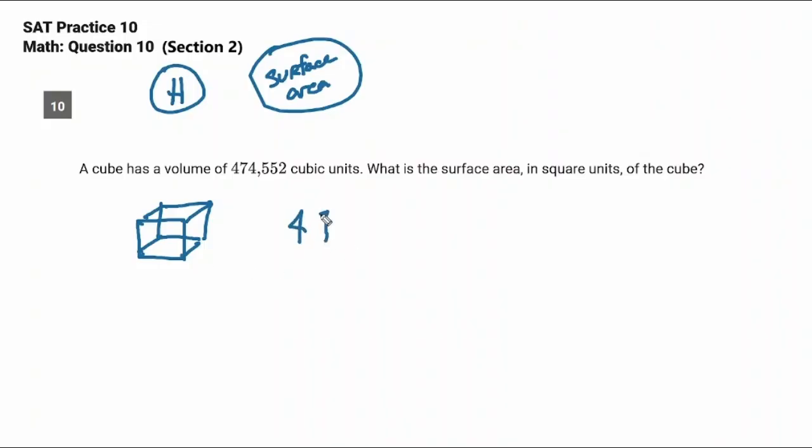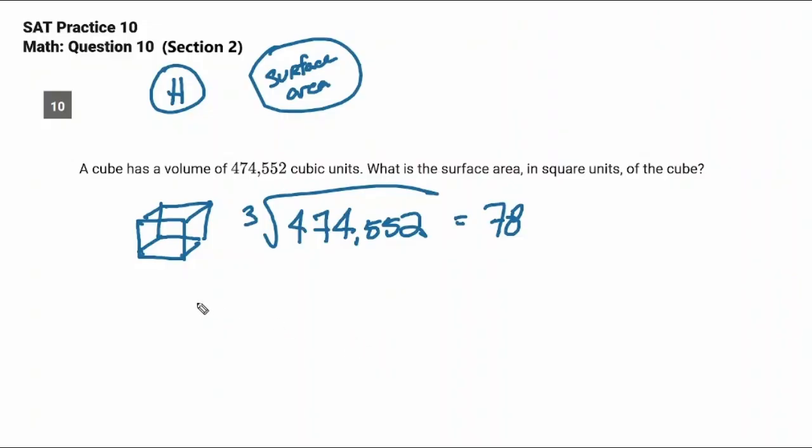You're going to have to get your calculator out on this one. And you're going to have to do this. Cube root 474,552. And when you do that, you're going to get 78. What's 78? The length's 78, the width's 78, the height's 78, every side is 78. 78 times 78 times 78 is 474,552. All right, the answer is not 78. You're looking for surface area.